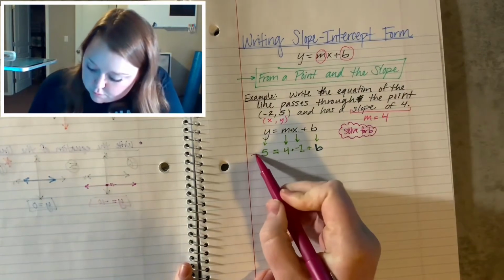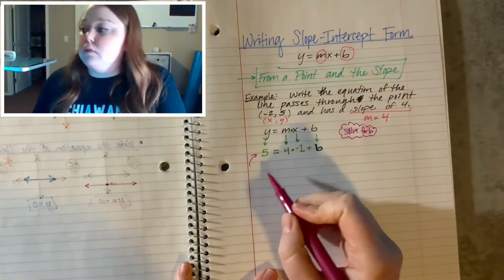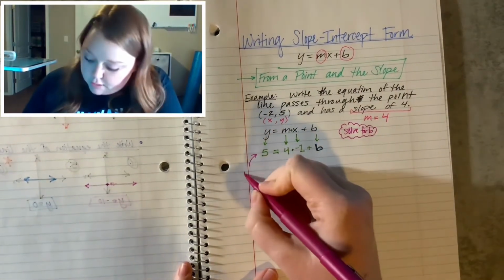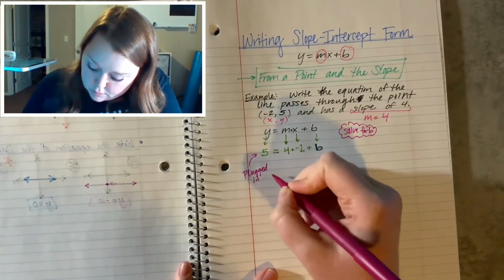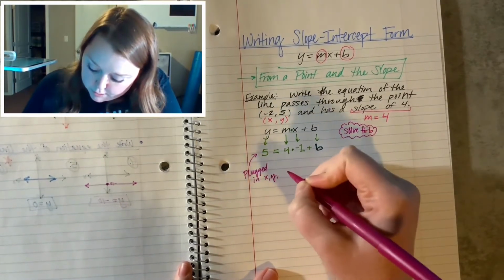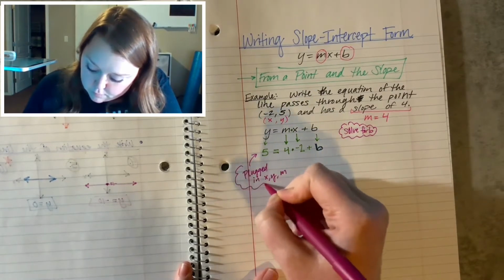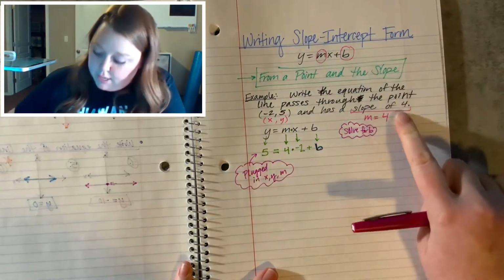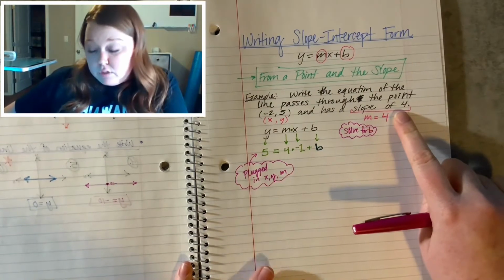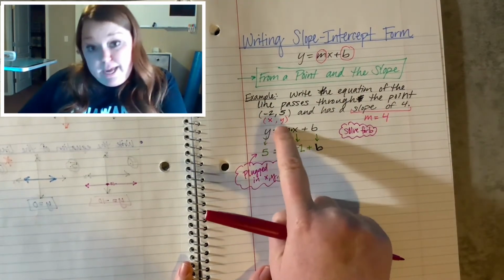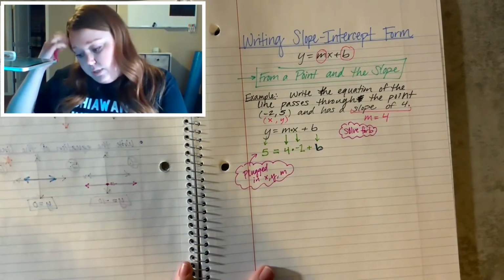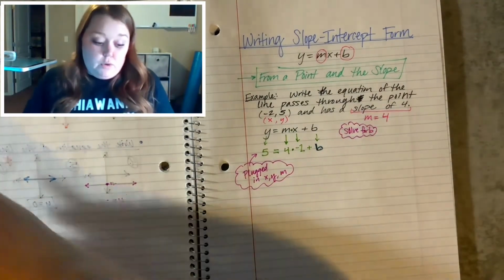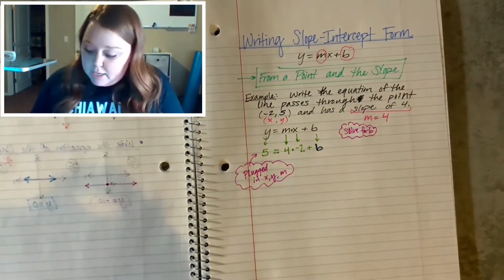Okay, so if you want some little notes about what we just did right here, tell yourself that we plugged in x, y, and m. It gave you the m value. It gave you the slope. It also gave you an x and a y. So we plugged x, y, and m into the equation. The only thing we don't know is b. So we're going to go ahead and solve for b.